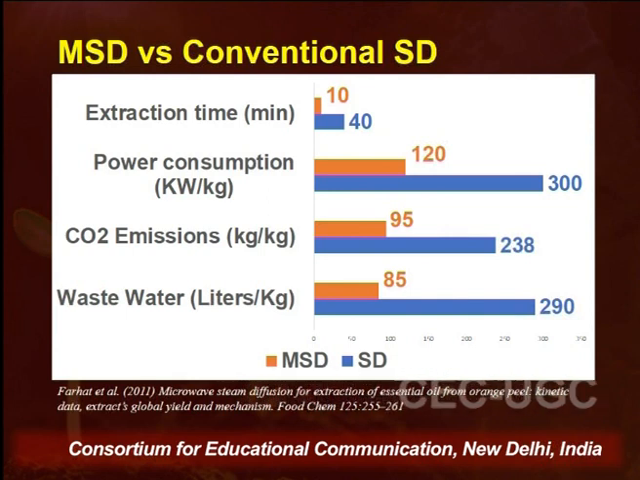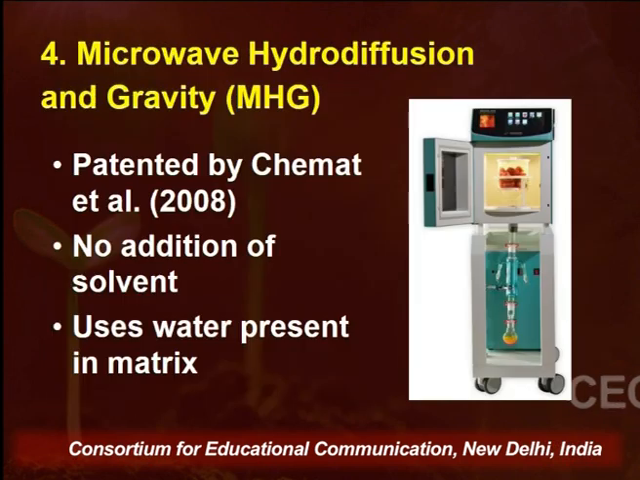Power consumption was also reduced by approximately 3 times in case of microwave steam distillation. Carbon emissions were again reduced by 3 to 4 times in comparison to the conventional steam distillation. Water wastage was also reduced by approximately 3 times in comparison to the conventional steam distillation unit, and therefore the microwave steam distillation unit is also considered a green volatile oil extraction technique.